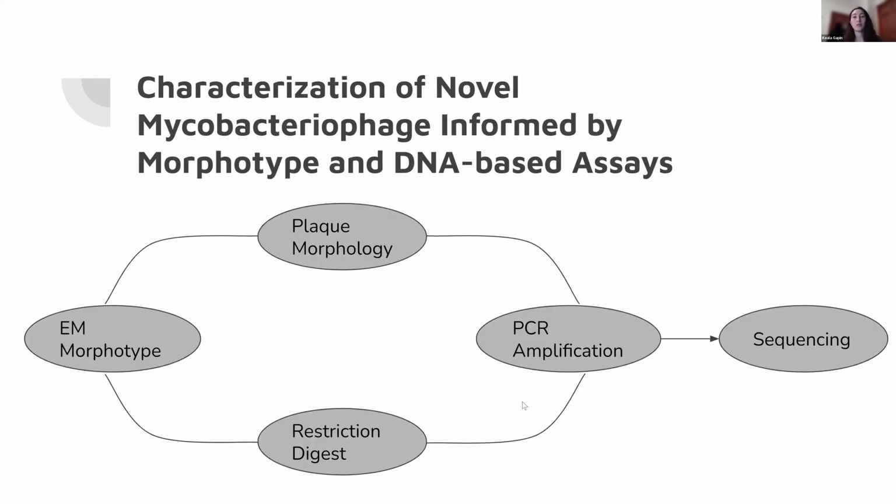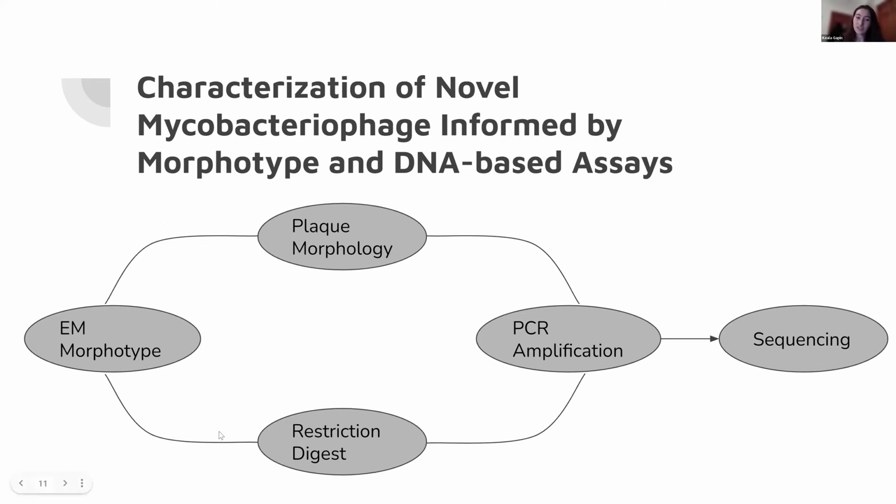So overall, kind of reviewing what we do in MCDB 1161 to characterize these novel mycobacteriophages, we begin by looking at the plaque morphology that our phage produces in order to determine whether it's probably lytic or temperate in nature, apologies. We then submit it to imaging by electron microscopy and use those images to determine whether a phage is likely Siphoviridae or Myoviridae, which are the two most common families of phages that we find in this particular course.